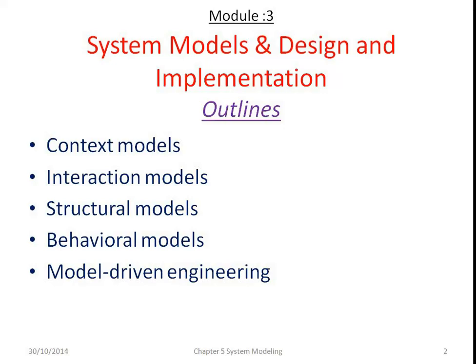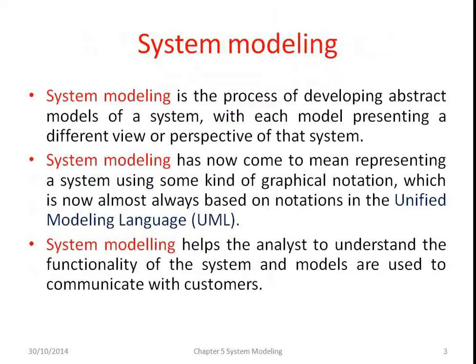So what is the outline of this class? The system models contain the different models, that is the context model, interaction model, structural models, behavioral models, and model driven engineering. All these models are contained in the system models. We will see one of them, the context model, in today's class. First is system modeling.